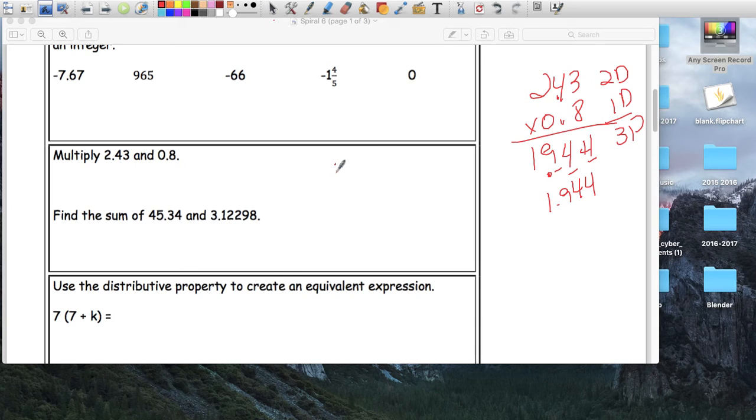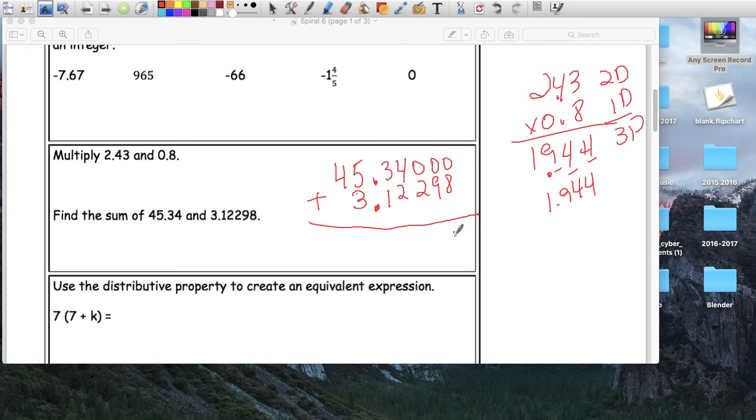Sum, addition, yay, 45.34. I'm going to line up the second decimal, the second number right here, and I'm going to fill in the number. So it's 3.12298. Try to line up your numbers. And I add a 0, a 0, and a 0 just for placeholders.